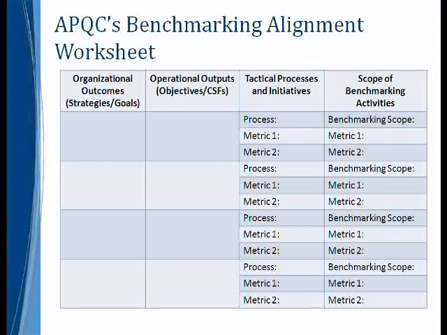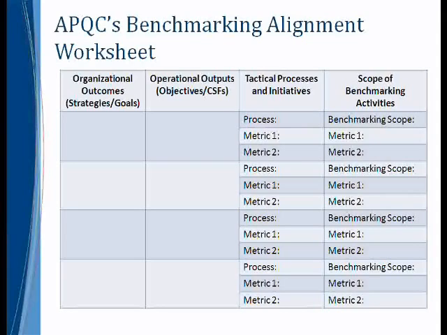So let's look at an example of the complete benchmarking alignment worksheet. You can see that what this slide represents is all of the information related to the benchmarking alignment worksheet. You'll see that there's a fourth column that we've added, and what it does is it extends out looking at specific processes and metrics to the scope of a benchmarking activity.